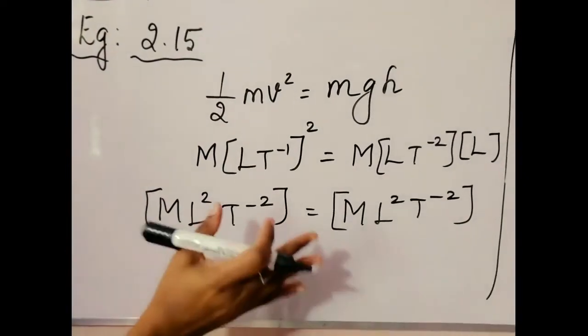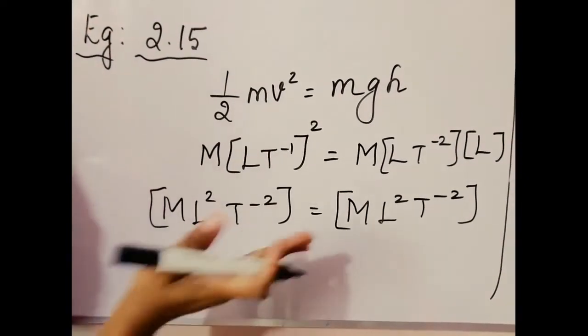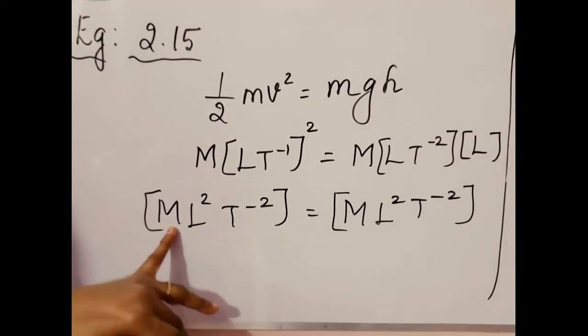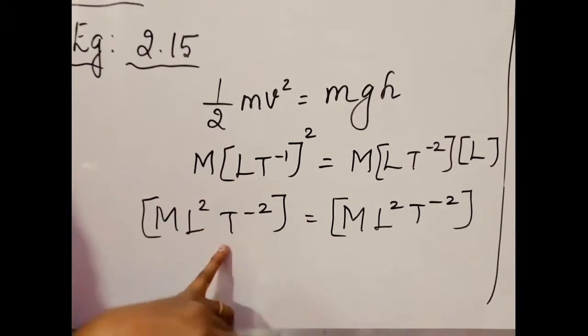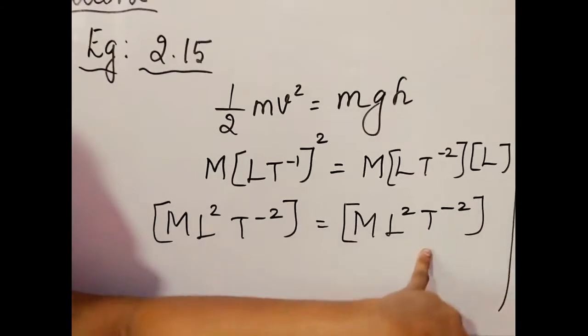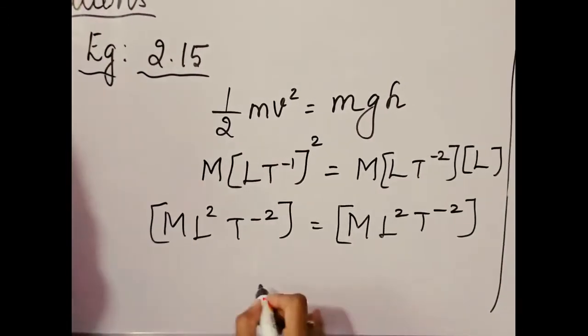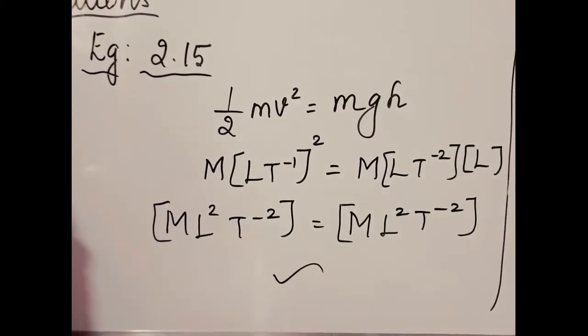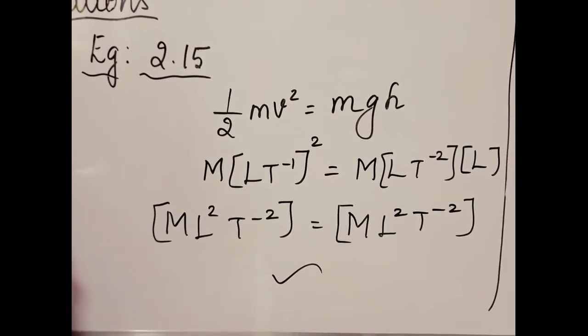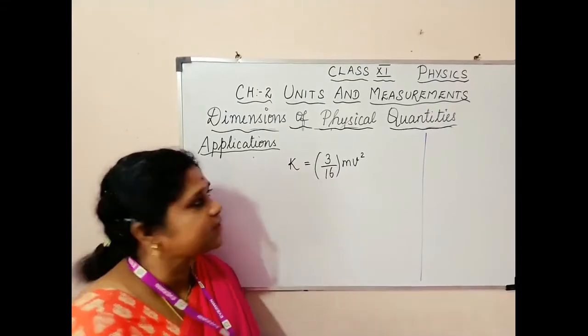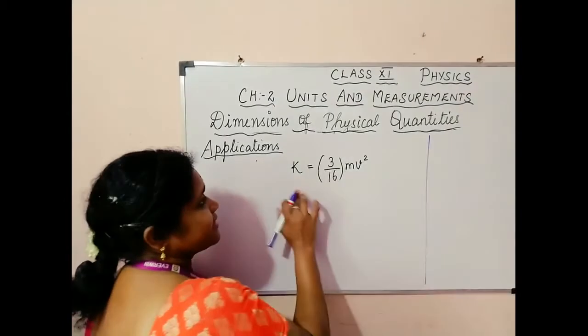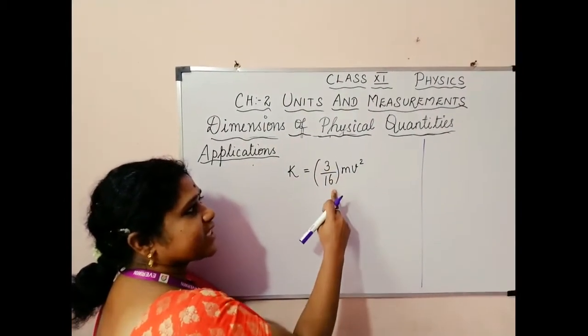So this equation is also dimensionally correct, because M power 1, L power 2, T power minus 2, same in the right hand side. So this equation is valid, or this equation is dimensionally correct. See one more example: kinetic energy is equal to 3 by 16 mv square.